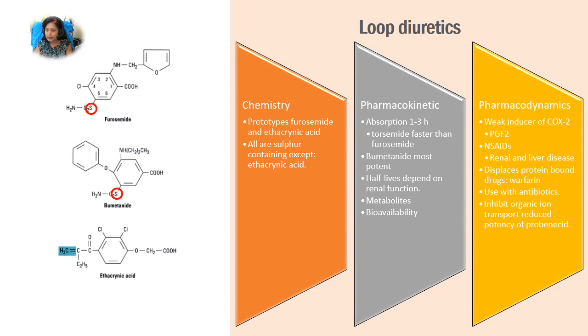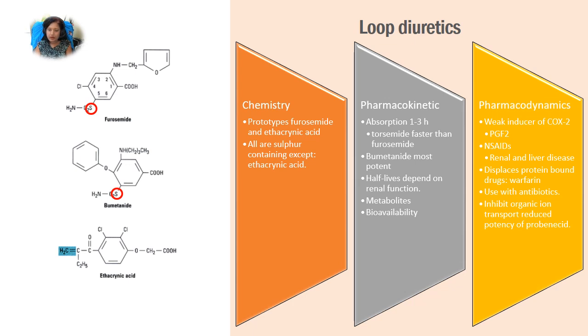Due to the blocking of potassium recycling resulting in the loss of lumen positive potential, magnesium and calcium are driven out of the cell, and this can cause hypomagnesemia and hypocalcemia. Therefore, it is quite useful in the treatment of patients with high calcium levels, and it can reverse their calcium levels by using loop diuretics.